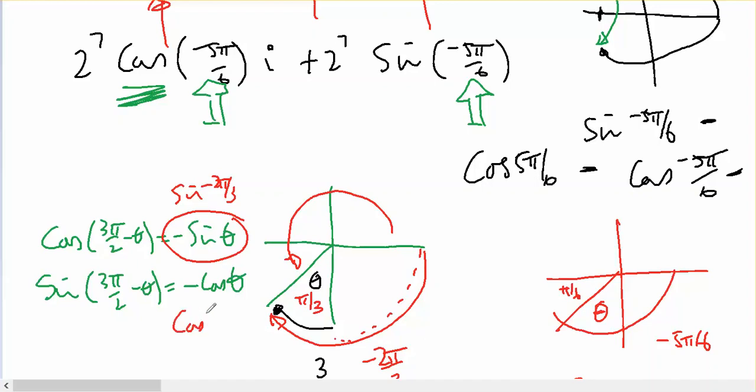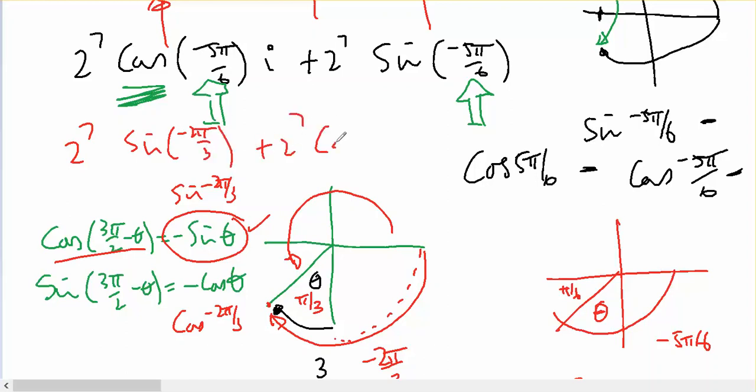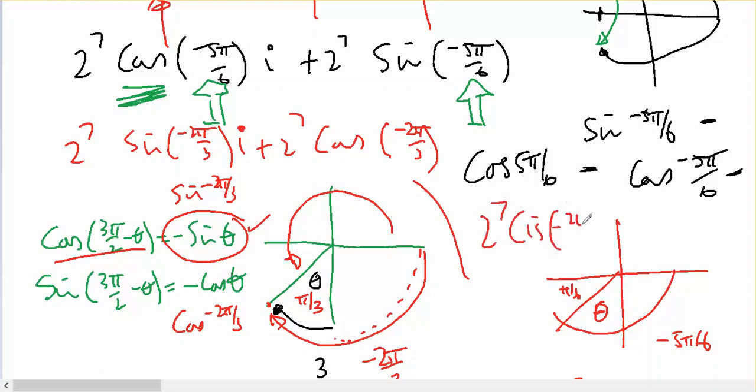That's going to equal the cos of negative 2 pi on 3, because negative 2 pi on 3 is this angle, and that's going to be negative in that quadrant, and that's going to be negative in that quadrant. So 2 to the 7, cos of that becomes sine of minus 2 pi on 3, plus 2 to the 7 cos of negative 2 pi on 3. Therefore, the answer is 2 to the 7 cis of minus 2 pi on 3.